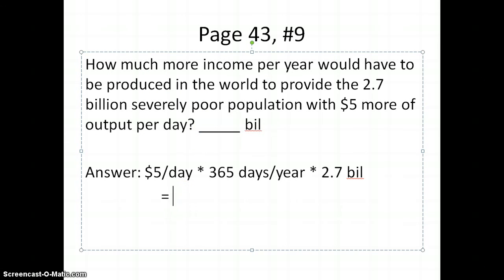So I'm going to leave the billion alone. I don't have to worry with the decimals here. So 5 times 365 times 2.7 comes to 4,927.5 billion. So really that is about 4.9 trillion, but again we're leaving it in billion just to make things easier.